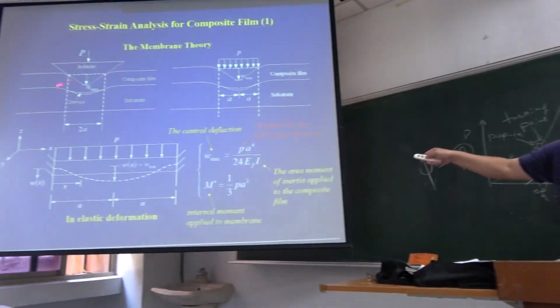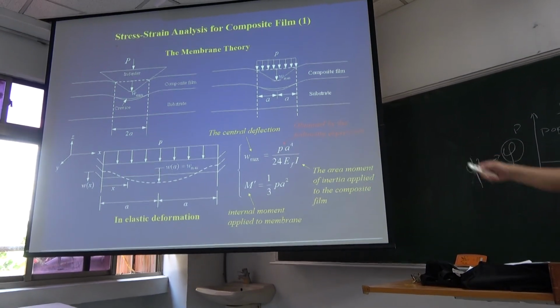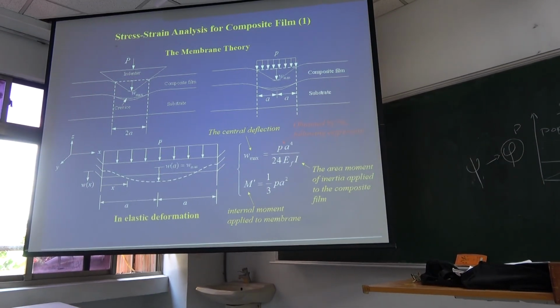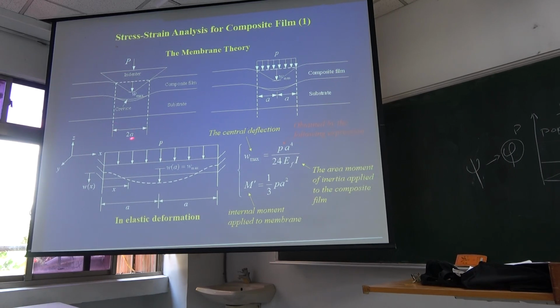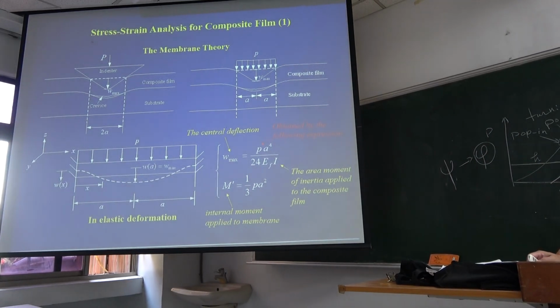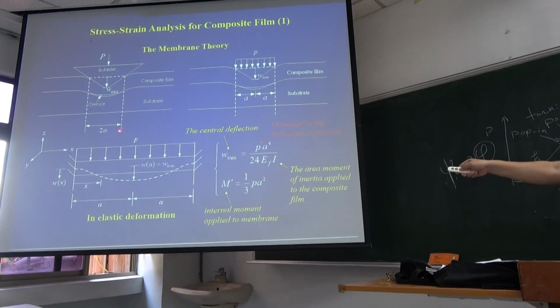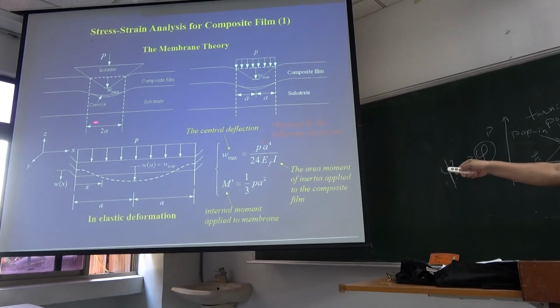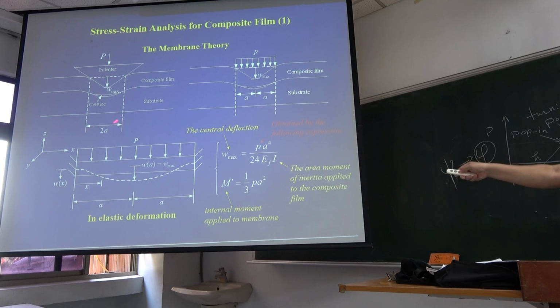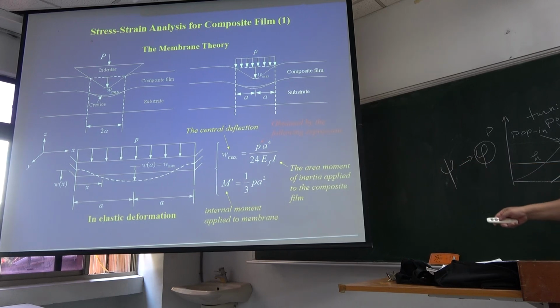The crevice is created between the composite film and the substrate, meaning at the interface. The length is 2A. This A is unknown, and we want to determine A. We have cut the surface, and we can observe that the crevice length is 2A. Very small, very small.